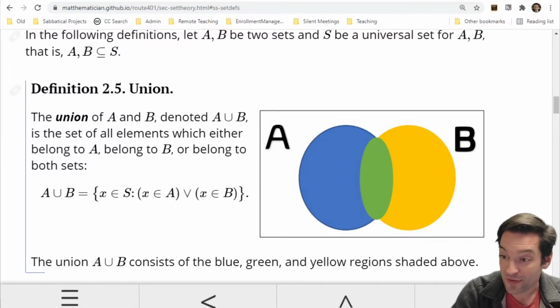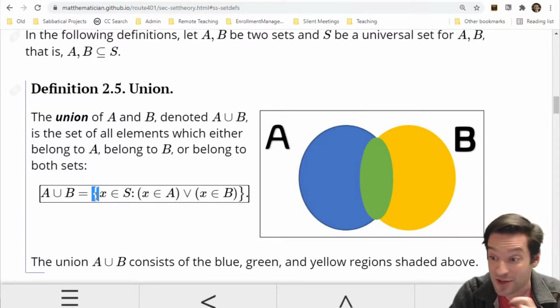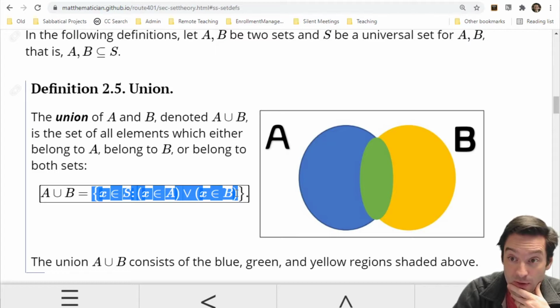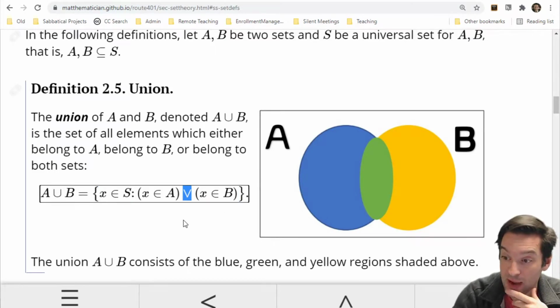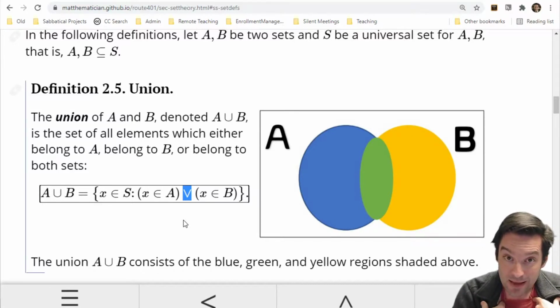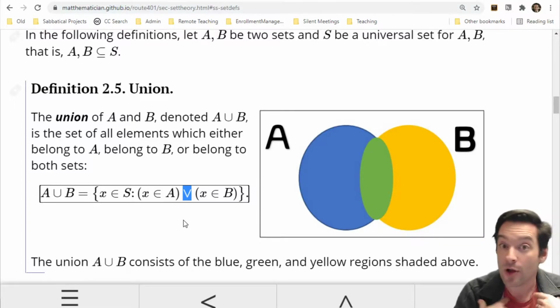We can also write that definition using logical symbols. The union of a set A and a set B is, in set builder notation, the set of all elements of my universal set S, wherever all the original elements of A and B came from, which has the property that x is an element of A or x is an element of B. So the logical operation OR is what's powering the definition of union. I belong to the union of sets A and B exactly if I belong to A or I belong to B. I could also belong to both.